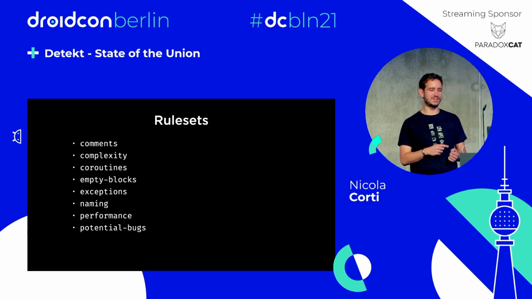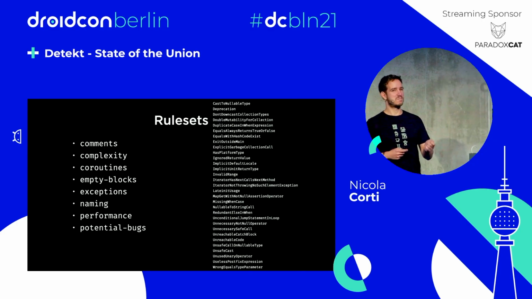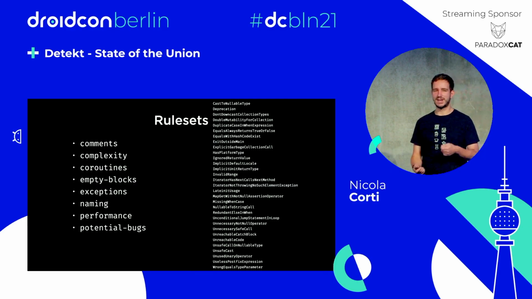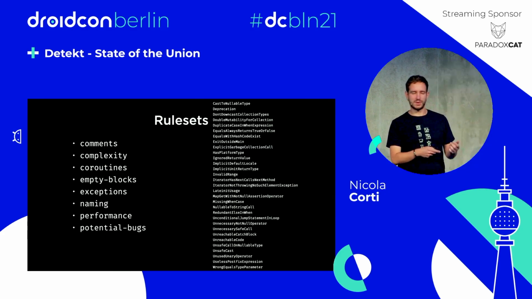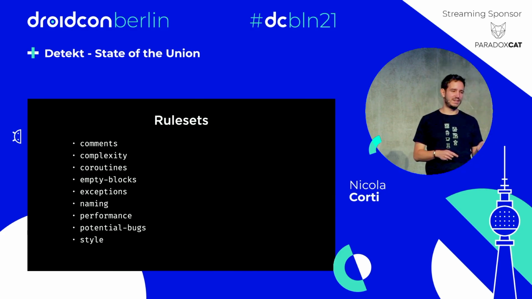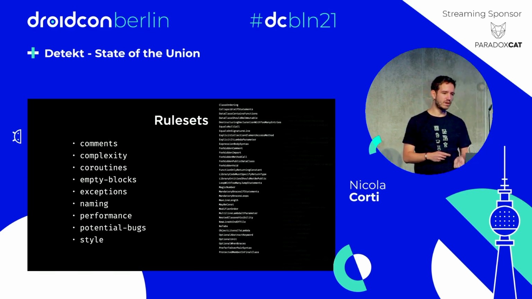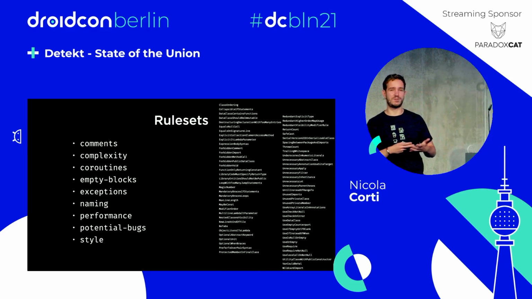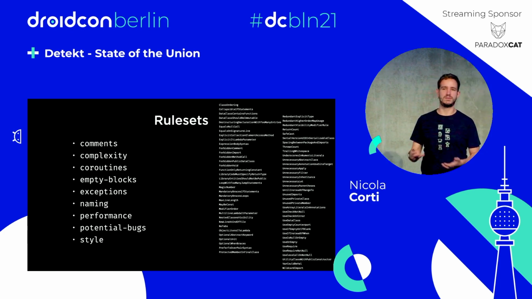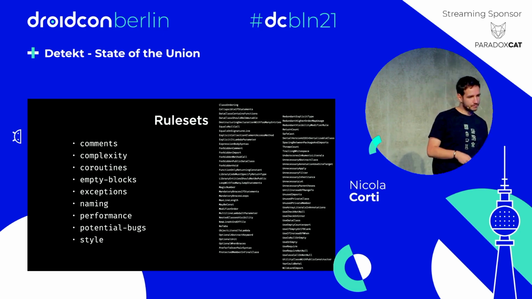And another rule set that is quite big is potential bugs. So maybe like accessing variables that should not be accessed, and so on. There might be code that can lead to a bug. So we have rules for those. But the rule set that is potentially the biggest is the style one. And here we have a lot of rules that help you basically write clean code. So making sure that you use an immutable variable if you don't mutate a variable, and so on.